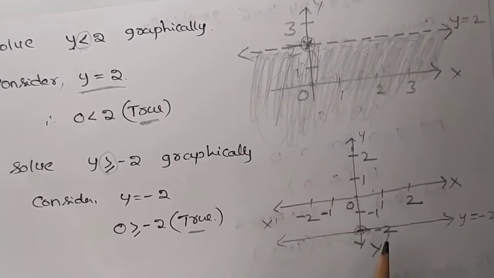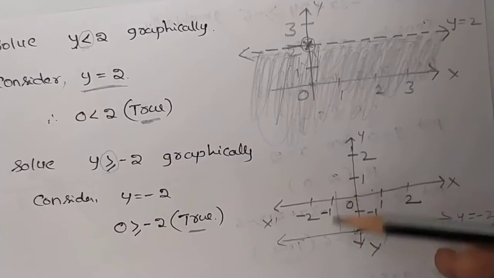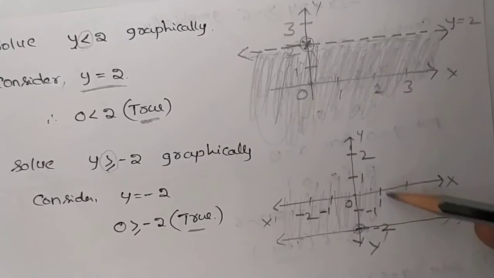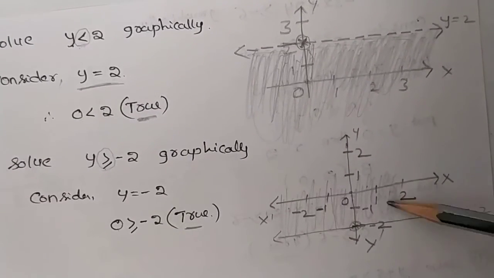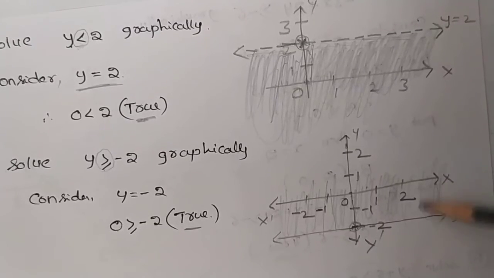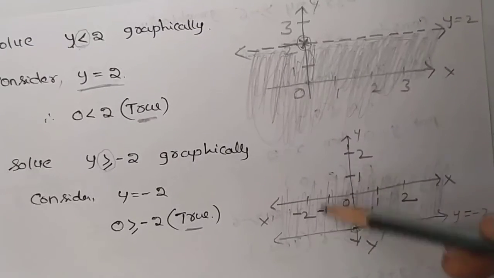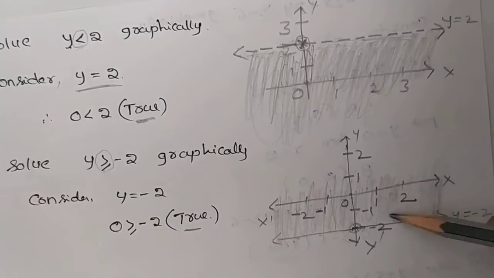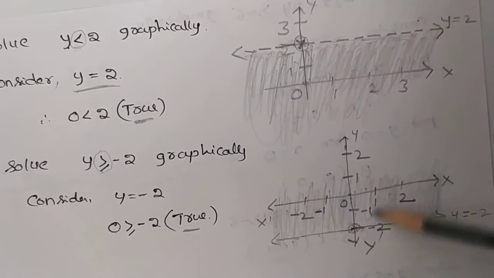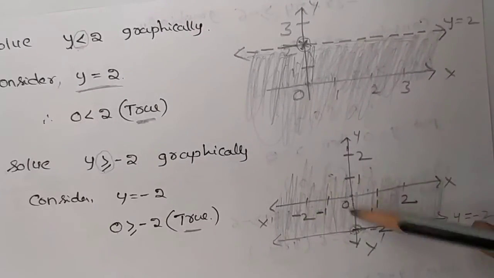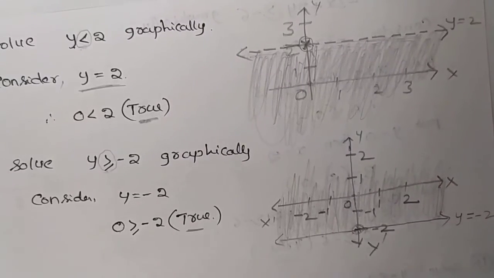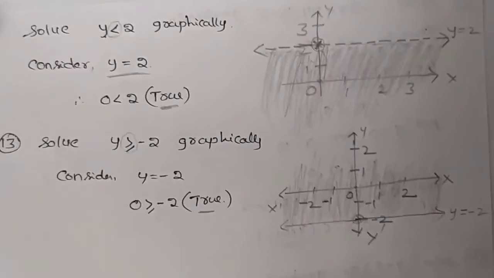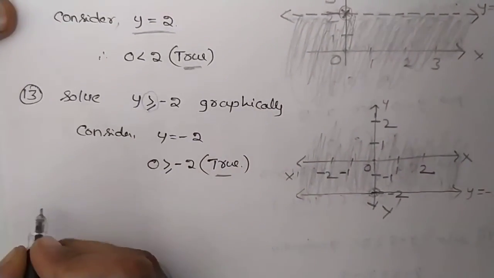Here the result is true. If it is true, we have to shade towards the origin, like this. In your notebook, the graph should be very clear. Kindly maintain that. Like this you draw, and just shade this. Understand? Yes.